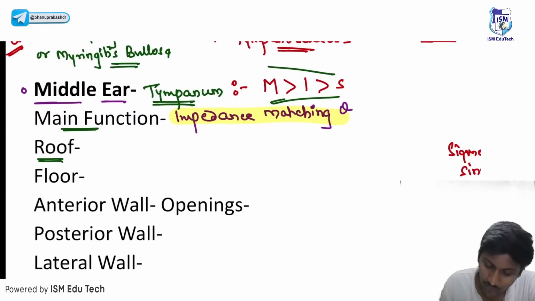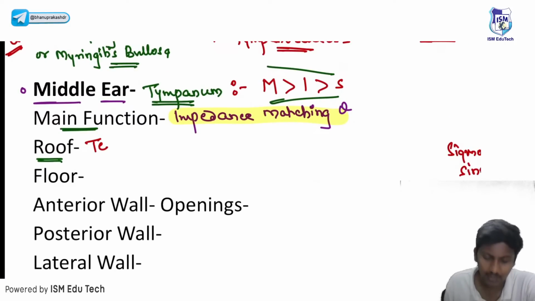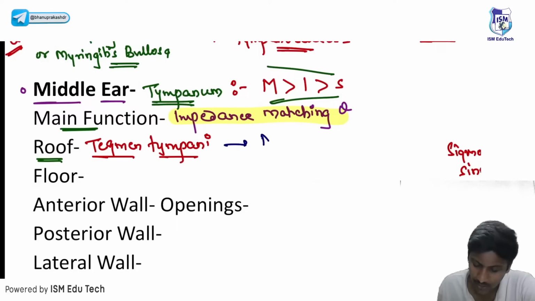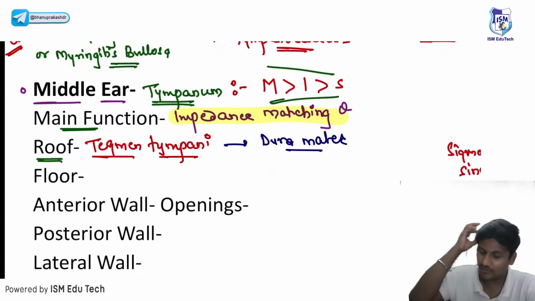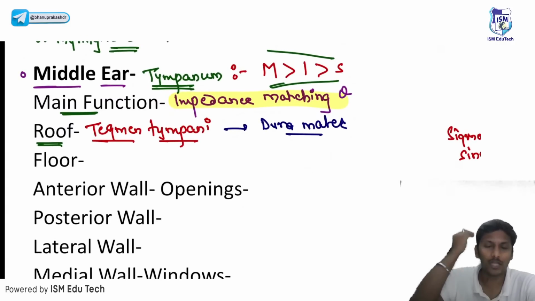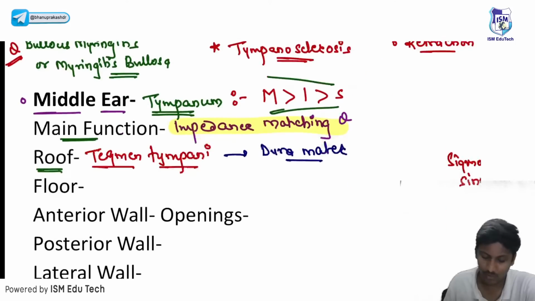If I talk about the roof, the roof of the middle ear is formed by a bony plate, called the tegmen tympani. And what lies above this bony plate? Above the tegmen tympani we have the dura mater of which lobe of the brain? Above the ear we have the temporal lobe of the brain. So above this there will be the temporal lobe, and its outer meningeal covering, that is the dura mater.